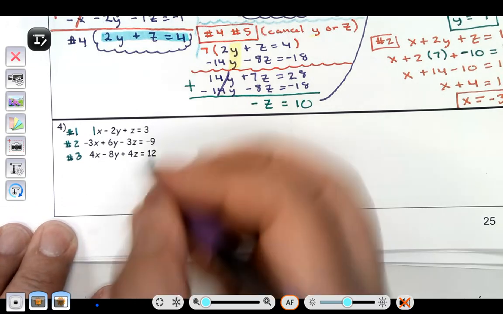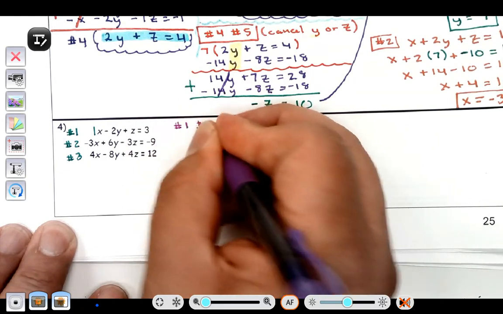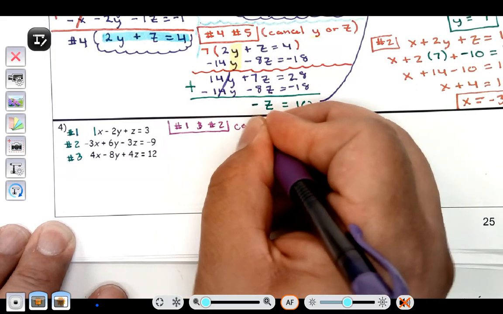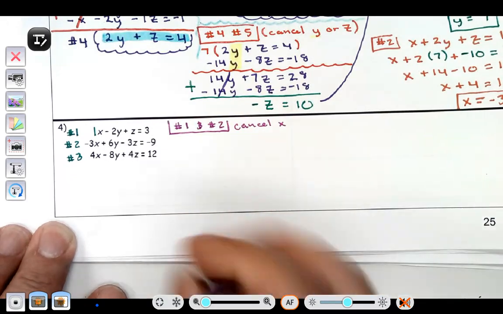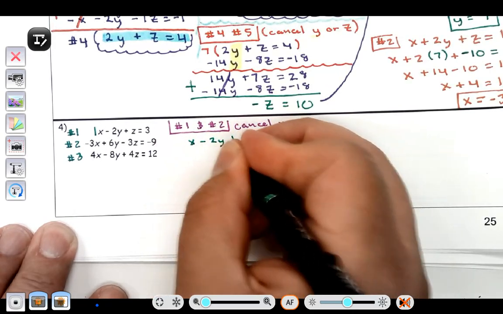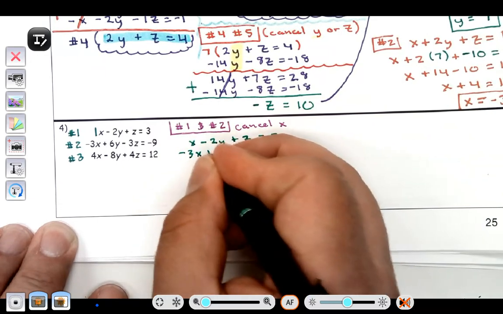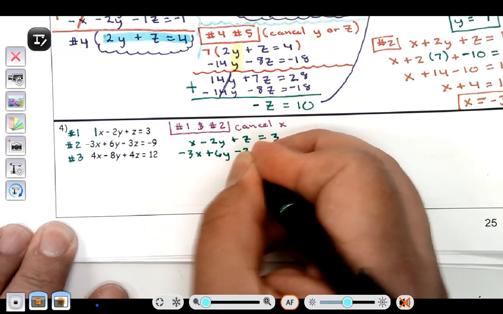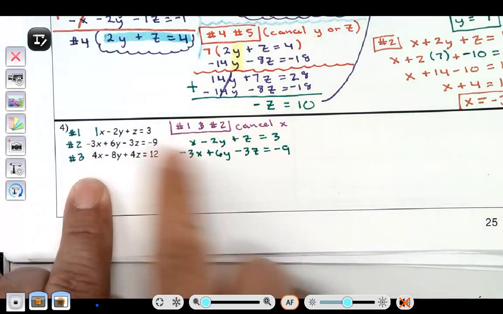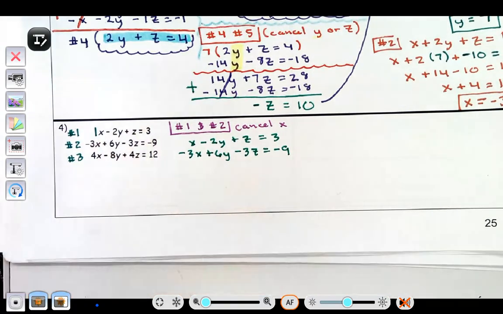Here goes the process like we did before. I'm going to work with number 1 and number 2. And my goal, cancel the x. All right, let me write them down. Number 1 says x minus 2y plus z is equal to 3. Negative 3x plus 6y minus 3z is equal to negative 9. Okay, all I did was copy it. Just make sure, double check, that you wrote everything down the way it's supposed to be, especially those negatives.